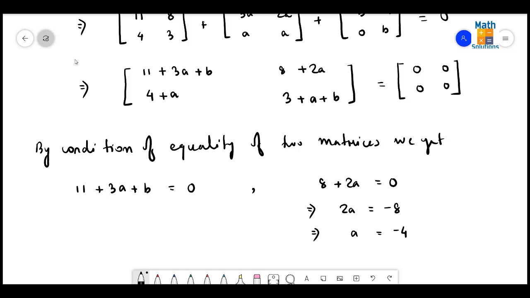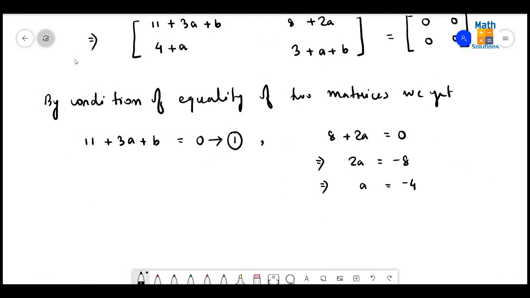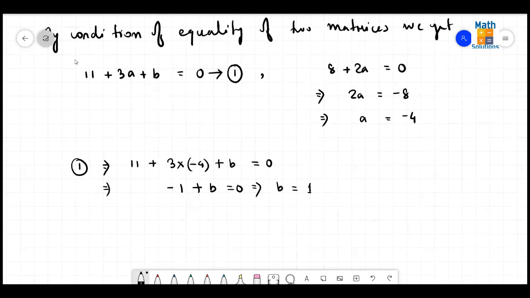This value if I put in the first equation, what result do I get? 11 plus 3 into minus 4 plus B is equal to 0, and our answer comes here, minus 1 plus B equals 0, and that further implies B is equal to 1. So these are the results, and they could be verified with the remaining elements.